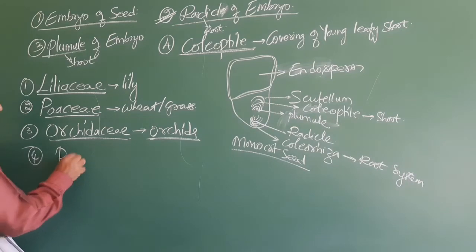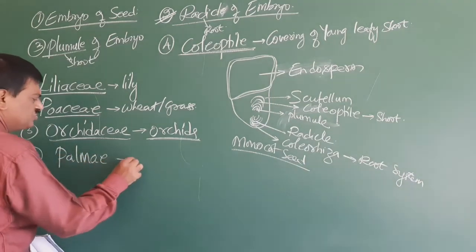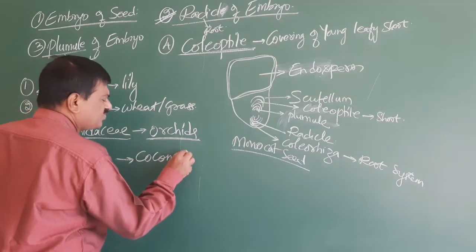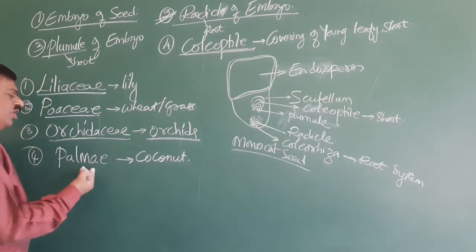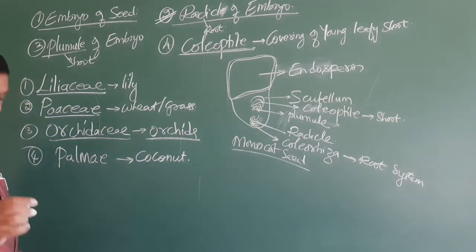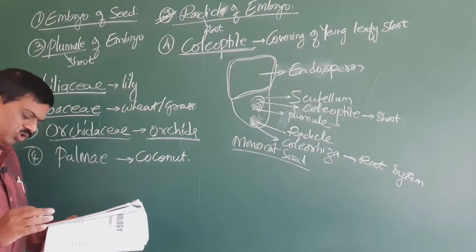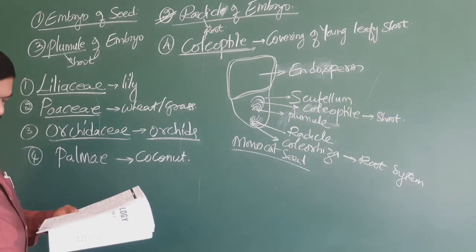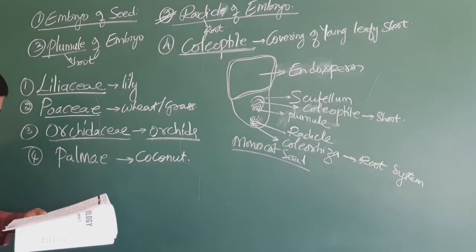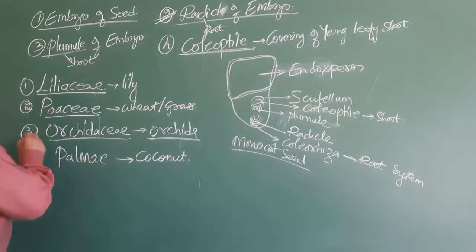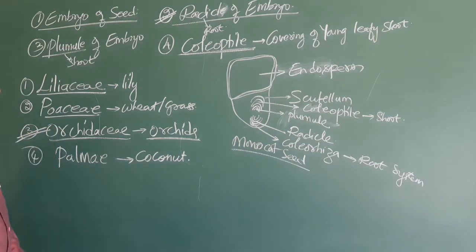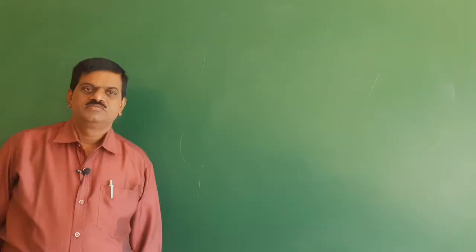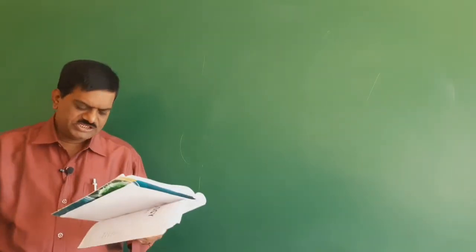The next one is palm. It is nothing but coconut, date palm, all of that comes under this. So the question is the most diversified monocot family. All these are monocots only, but the most diversified monocot family is Orchidaceae. So orchids is the right answer. We'll start with the next question.